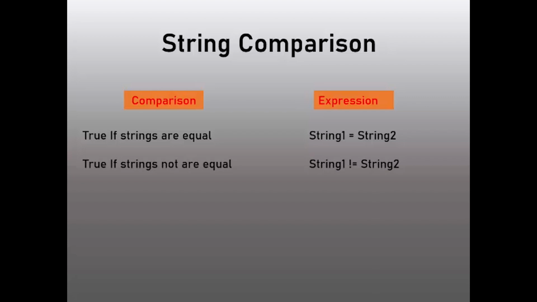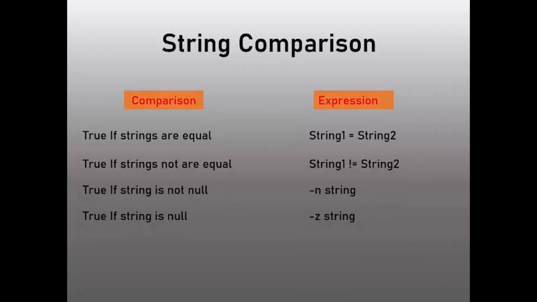Then if you want to check whether the strings are not equal, use the exclamation mark and equal to sign. If you want to check whether the string is not null, you use -n and then give the string. But if you want to check whether the string is null, you can use -z and then the string.